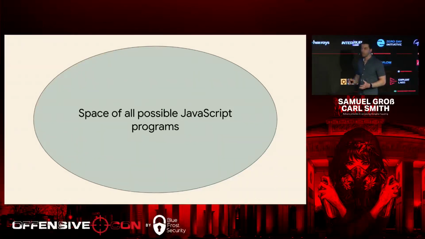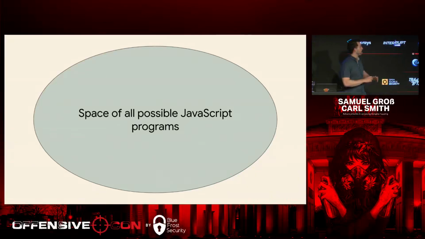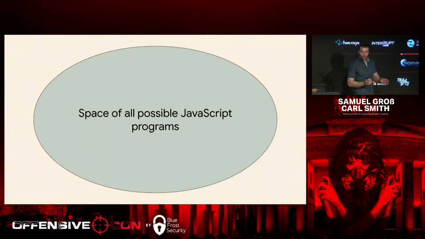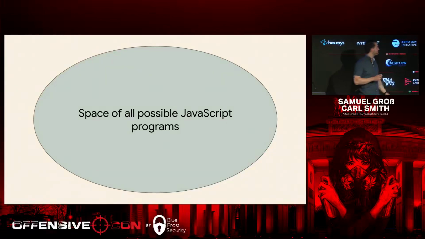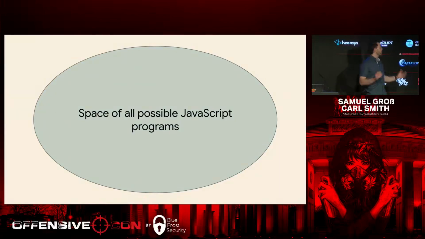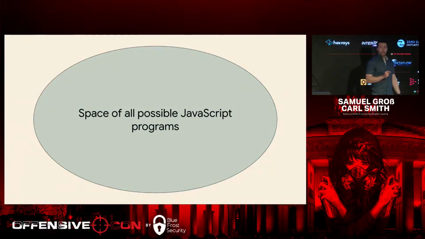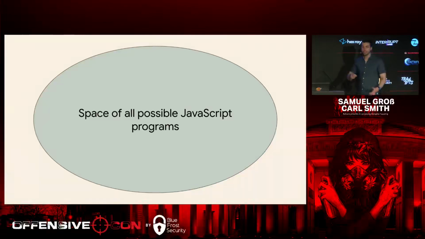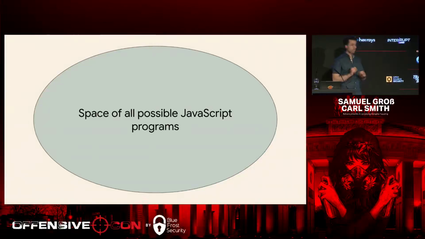What I want to do now is explain how we think about this problem in very simplified terms. There are going to be lots of these circles here. Let's imagine this blue area represents the space of all possible JavaScript programs that you can have. You can imagine this space is gigantic. It's huge. So what a fuzzer would do is sample random programs from the space and see if they crash.